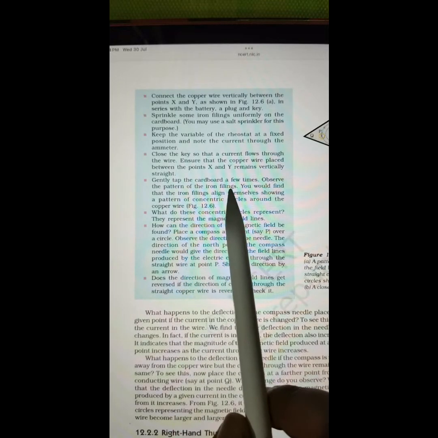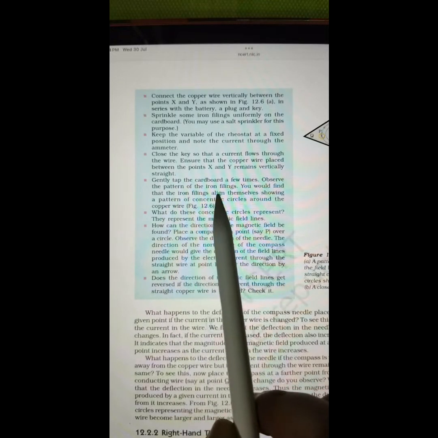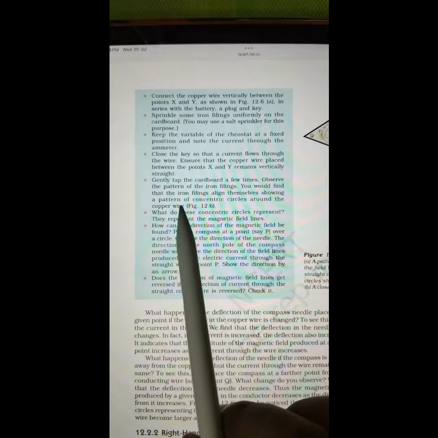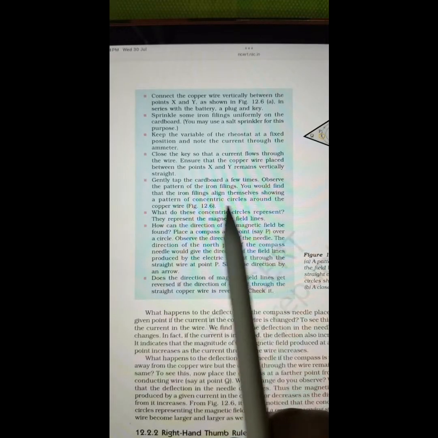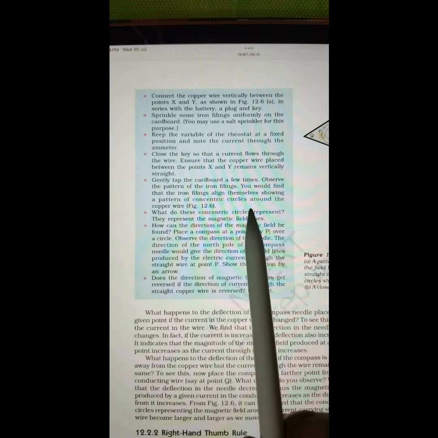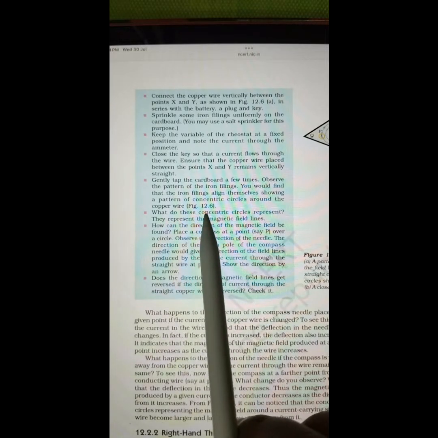Gently tap the cardboard a few times. Observe the pattern of the iron filings. You would find that the iron filings align themselves, showing a pattern of concentric circles around the copper wire, figure 12.6.